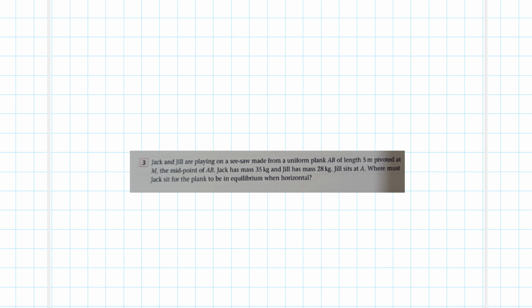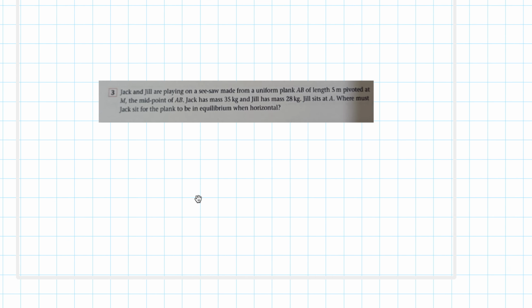Question 3. Jack and Jill are playing on a seesaw made from a uniform plank AB of length 5 meters, pivot at M, the midpoint of AB. Jack has a mass of 35 kilograms, Jill has a mass of 28 kilograms. Jill sits at A. Where must Jack sit for the plank to be in equilibrium when horizontal?